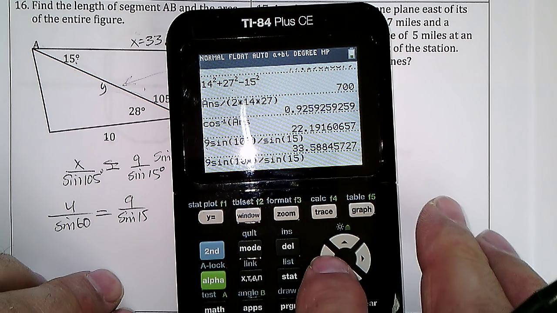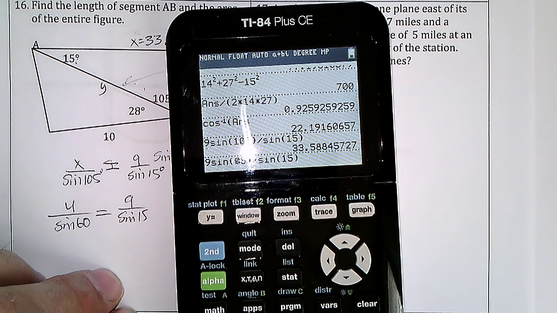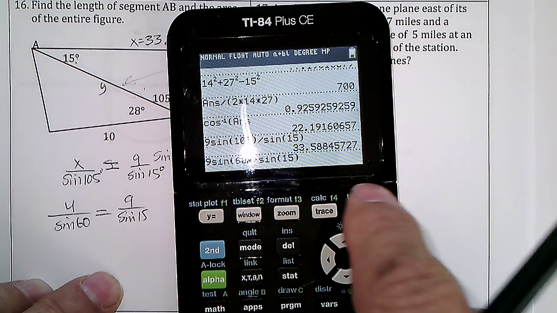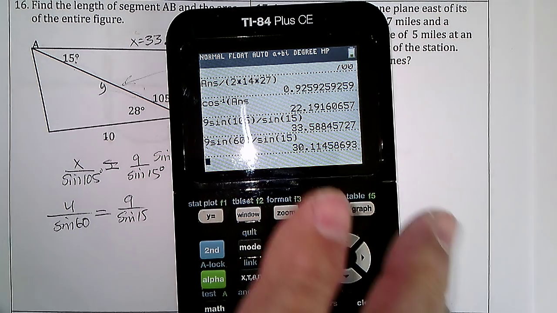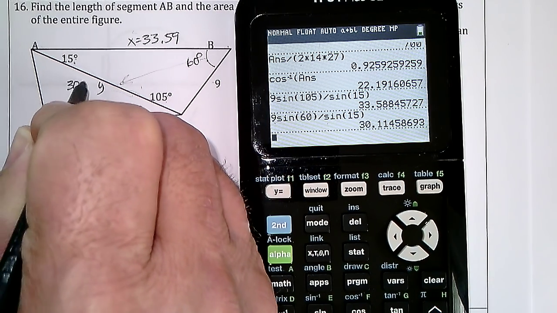So I'm going to go back here and change this to 60. And I'd get y to be 30.11.